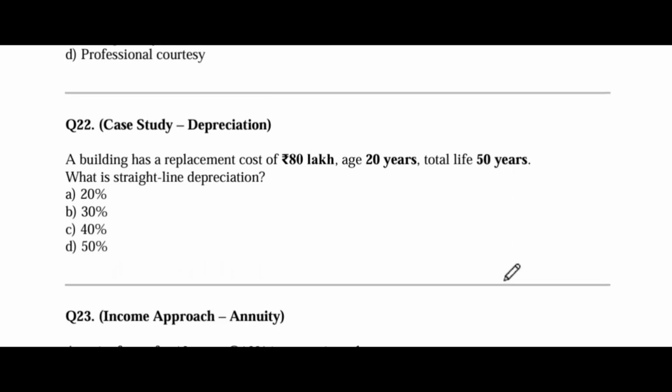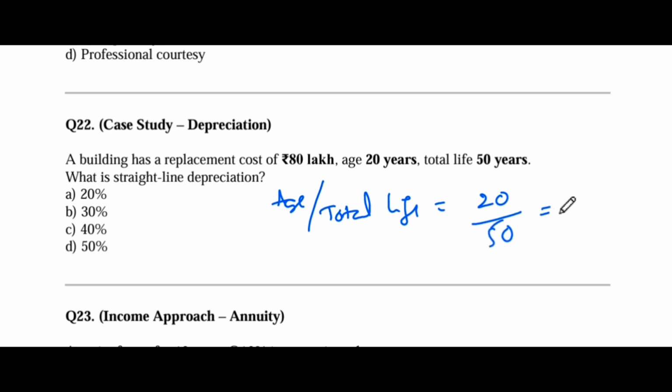A building has a replacement cost of 80 lakhs, age 20 years, the total life is 50 years. What is straight line depreciation? What is the formula for depreciation? Age by total life. So age will be 20, total life will be 50. This will be how much? 40%. So this is a diversion factor. Don't get diverted with this. The answer would be C.